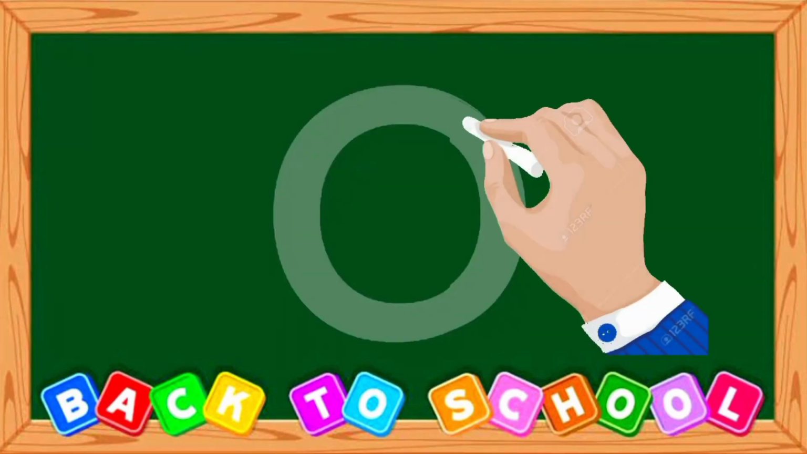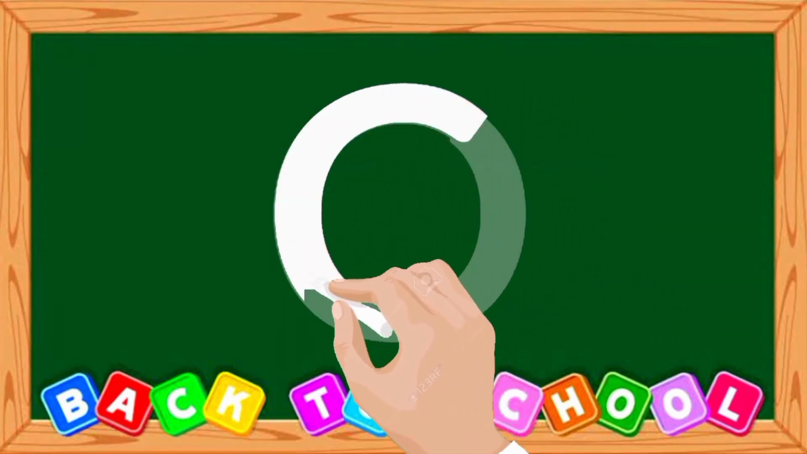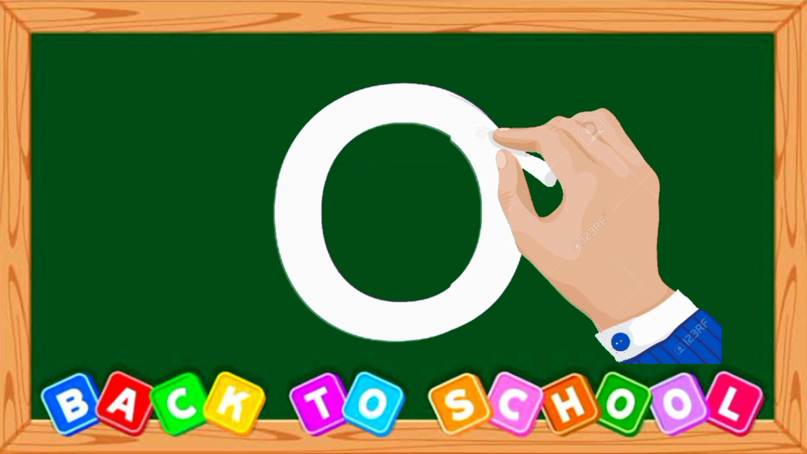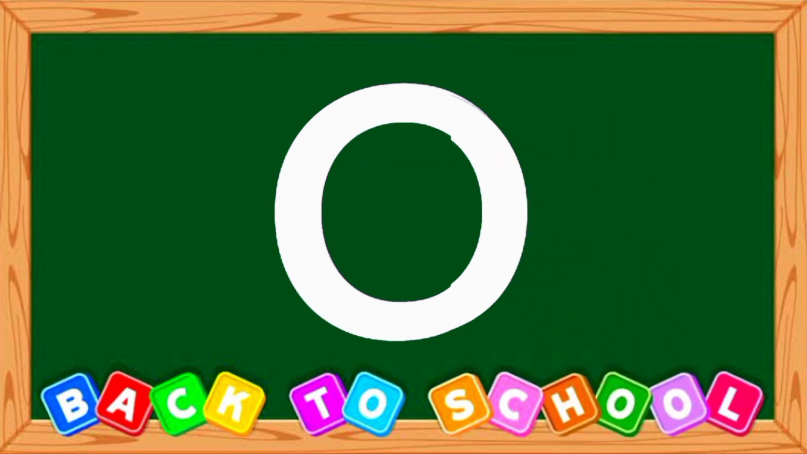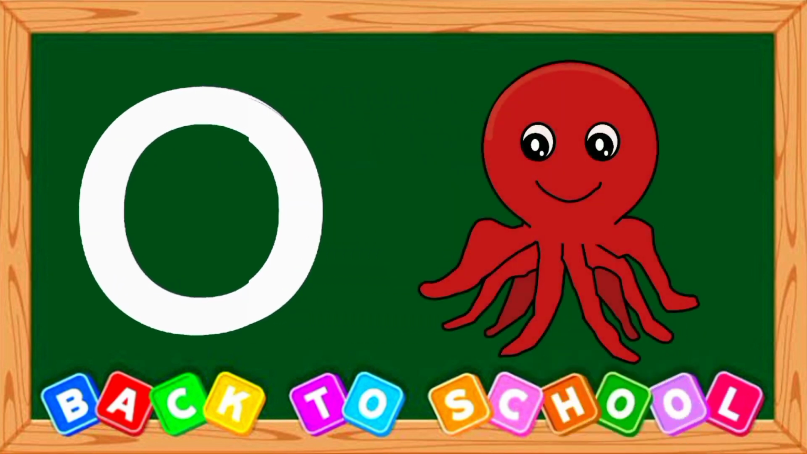Letter O. A full round circle makes my letter O. O says aw as in octopus.